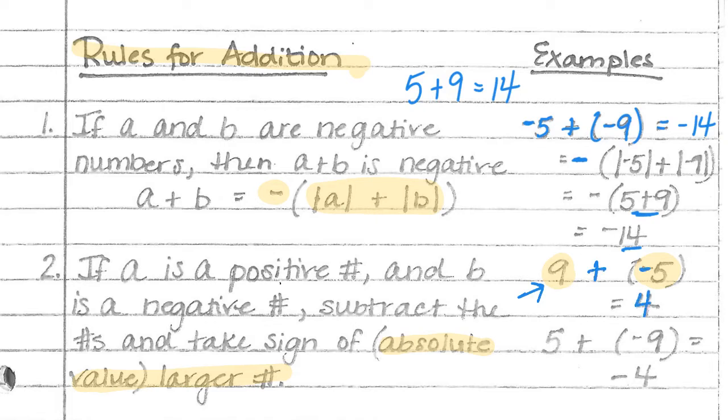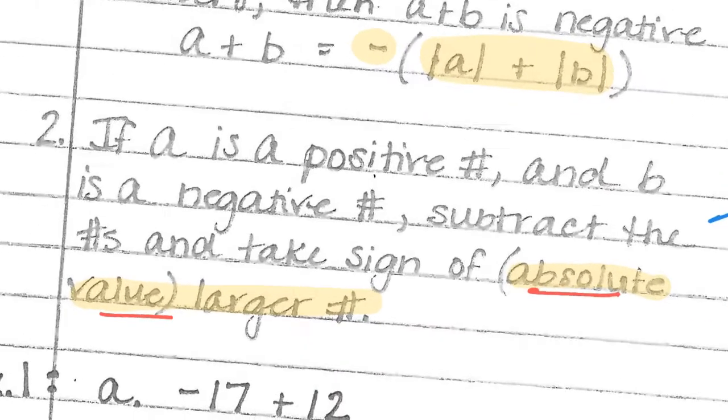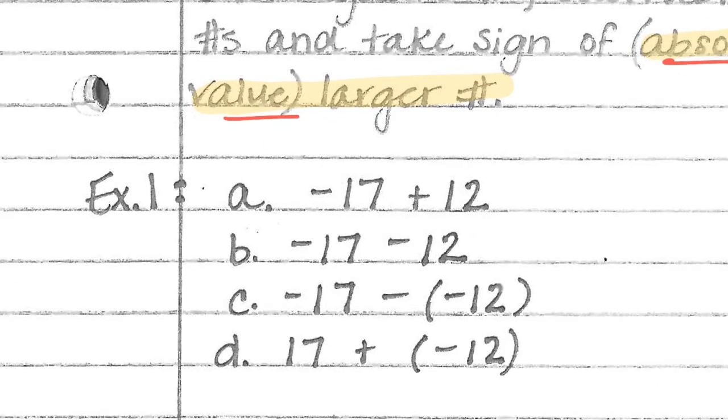Now, what happens if it's the other way around? 5 plus negative 9. We're still going to take this sign, even though negative 9 is a smaller number. Remember, they're telling us to take the sign of the absolute value, so the answer is negative 4. You are not allowed to use calculators on this stuff. Please make sure you learn how to do it.